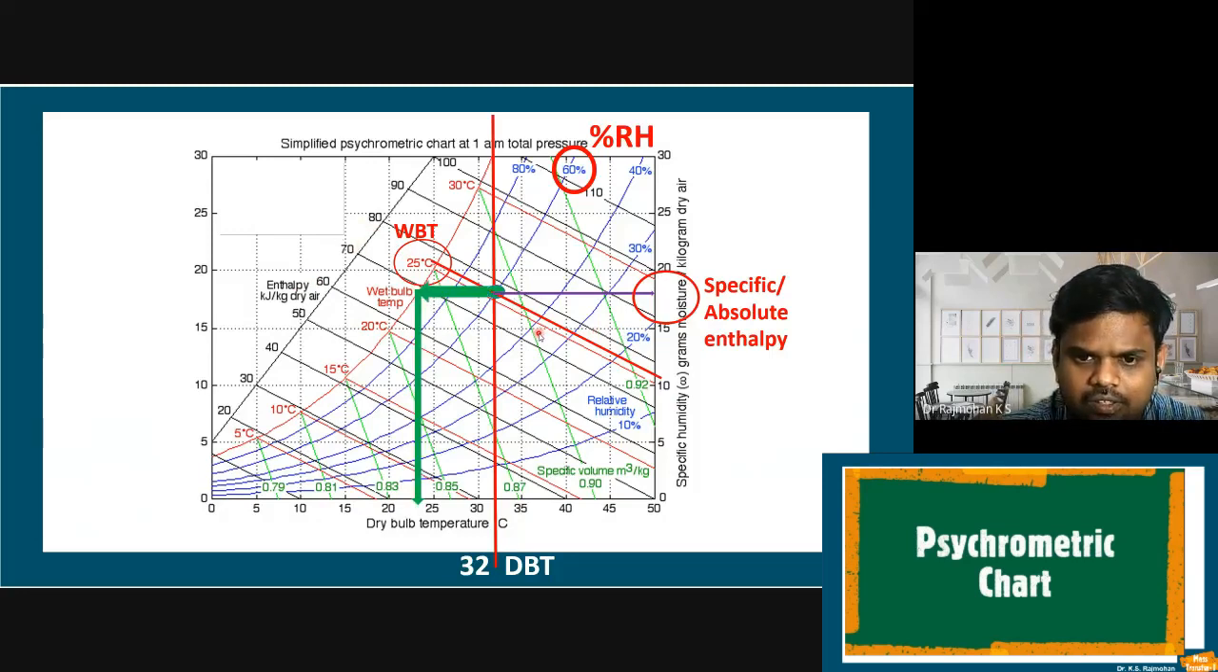Okay, then how to get the dew point temperature? If you draw a line parallel to the x-axis and where it gets saturated, that is, you draw a line up to here on the 100% saturation line, you get the corresponding x-axis value. You will get the dew point temperature. Okay, and this is your specific volume line in meter cube per kg. It is 0.9. It is 0.87. So if you draw a line parallel to these green lines, we will get the specific volume.